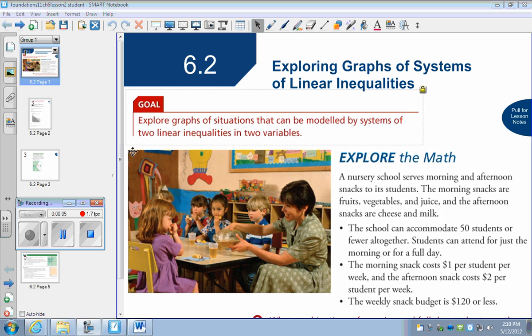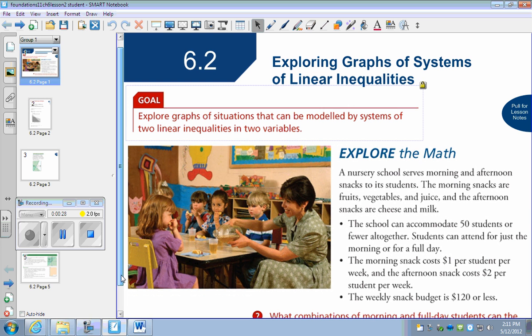6.2, exploring graphs of systems of linear inequalities. So the word systems means we're going to have more than one. So just a situation here. A nursery school serves morning and afternoon snacks to its children. The morning snacks are fruits and vegetables and juice, and the afternoon snacks are cheese and milk.